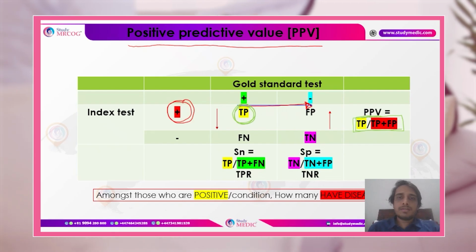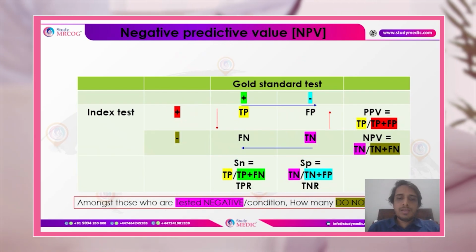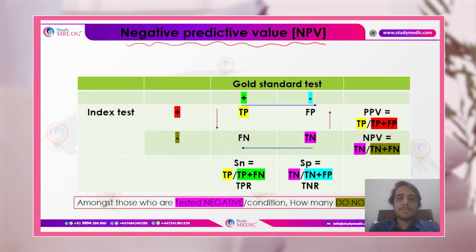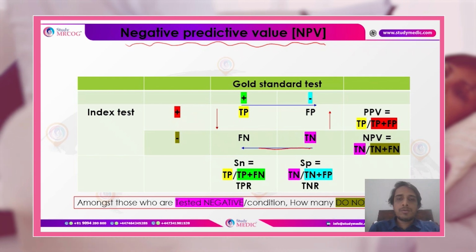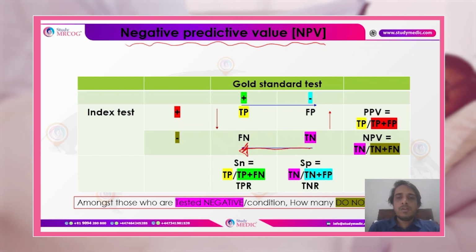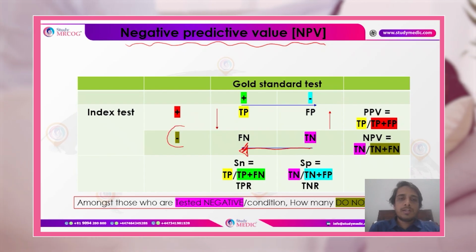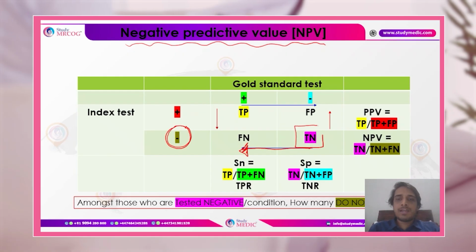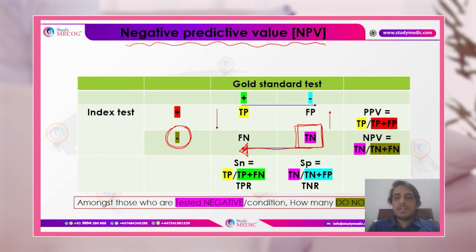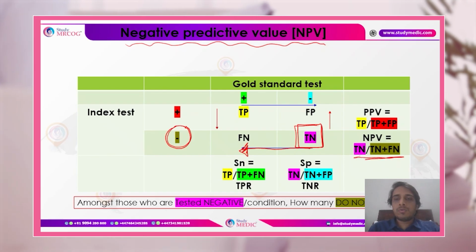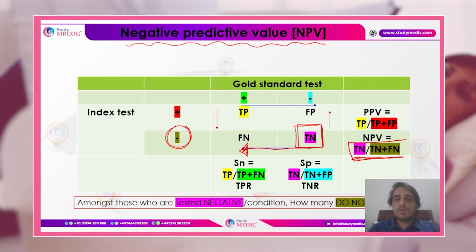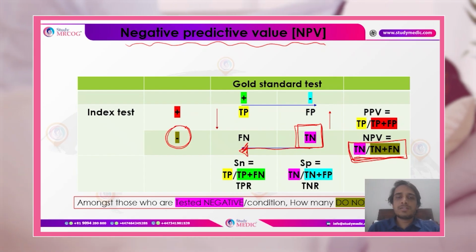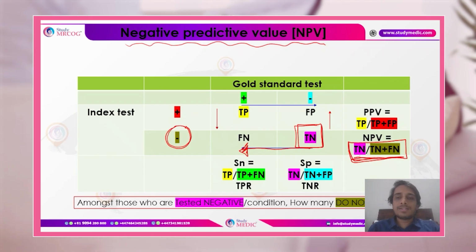Then similarly, what is the negative predictive value? Look at the right to left arrow. Amongst those who tested negative, how many do not have the condition? That is, negative predictive value is equal to true negative divided by true negative plus false negative. Here true negative plus false negative means all those who tested negative, in total.